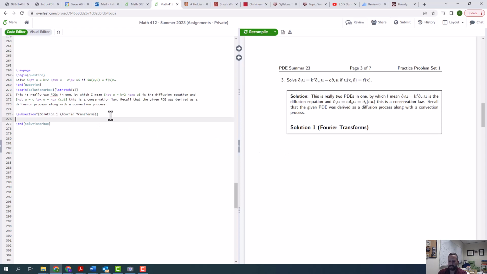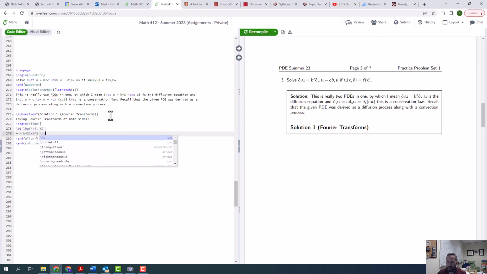Okay, I'm just going to take Fourier transforms on both sides. Now, I'm not going to take a very long time to do this part. I'm just going to write this all out in one line. On the left-hand side, we're going to have the t derivative of the Fourier transform of u. On the right-hand side, we're going to have minus k squared xi squared times the Fourier transform of u.